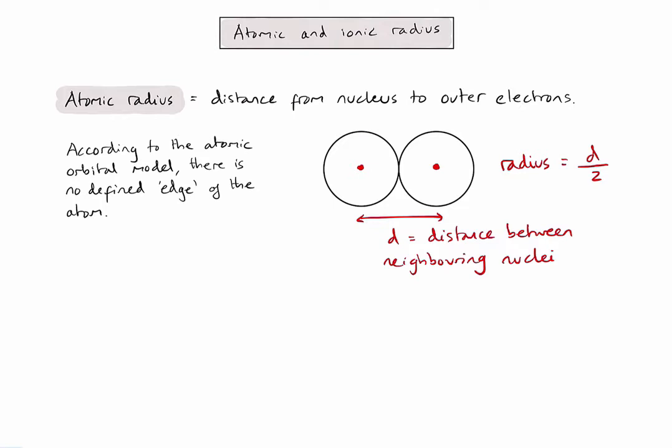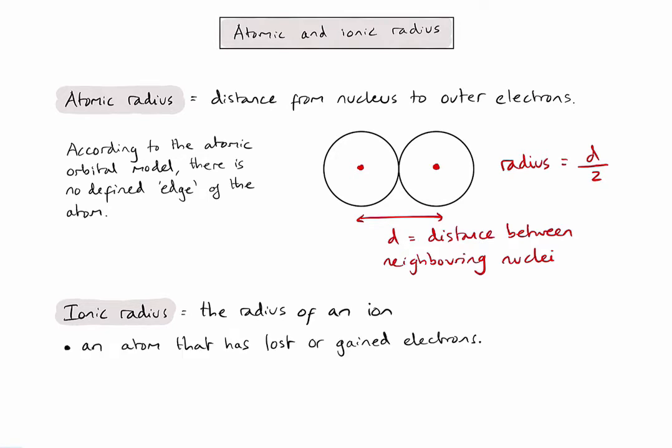Ionic radius is a very similar principle, except this time we're considering the radius of an ion and not an atom. And it's worth remembering that an ion is simply an atom that has lost or gained electrons, so will always have either a positive or a negative charge.